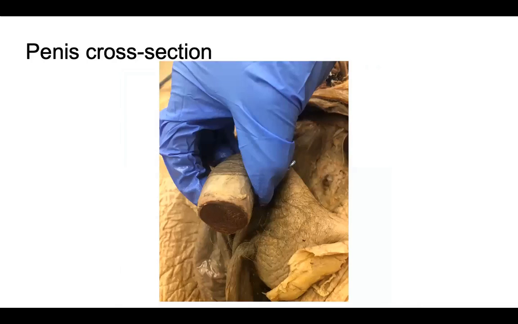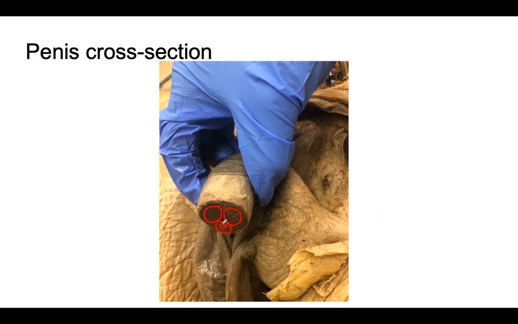Okay, let's get into some of the male structures here. So we've got the cross-section of the penis, or a cut section of the penis here. We can see the two bodies of erectile tissue, which are the corpus cavernosum, right, on either side. And then we can also appreciate the singular body of spongy tissue, which is the corpus spongiosum. And if we look even closer, we can appreciate the urethra, which is running through the corpus spongiosum.